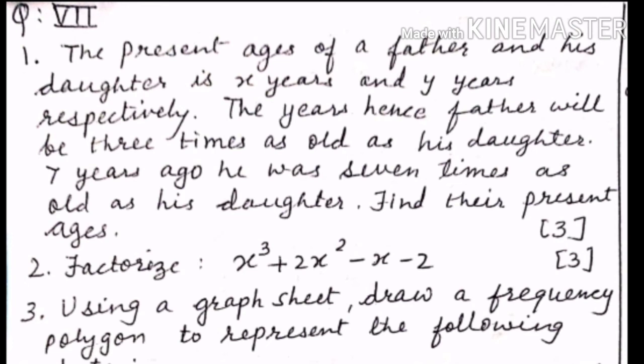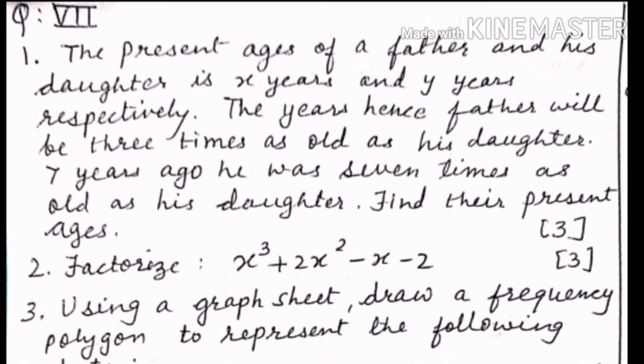Then you will form the equations accordingly. You will get 2 equations, as this is a simultaneous linear equations type of question, and then you have to solve them to get your X and Y values, that is, the ages of father and daughter.